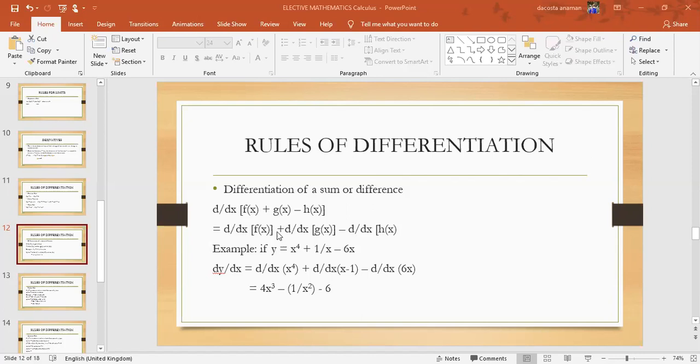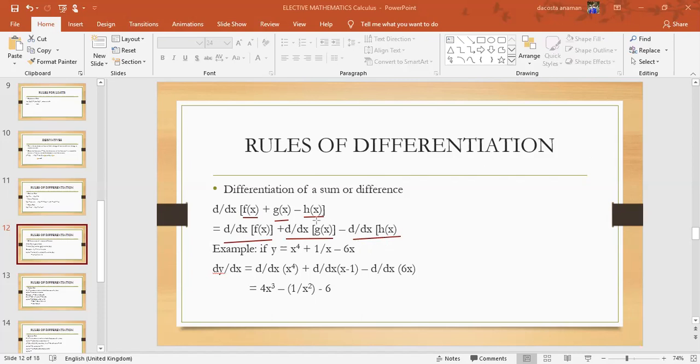You are going to separate all the functions and differentiate them one after the other. So in this instance, let me use the annotation. f of x will be separated here, which is d dx f of x. g of x will also be separated, d dx g of x. Then h of x will also be separated, d dx h of x. I hope you get it.